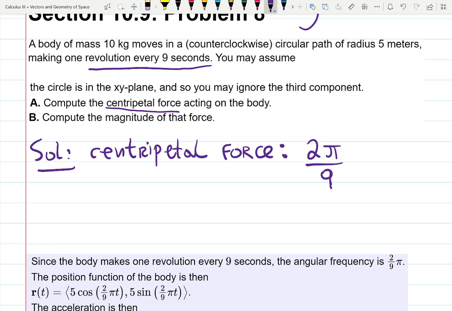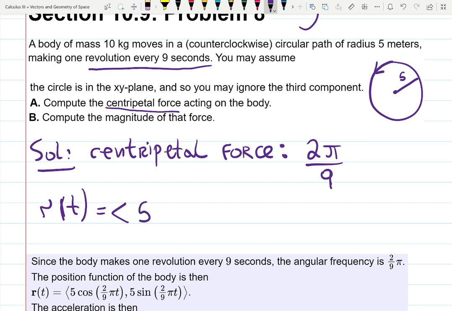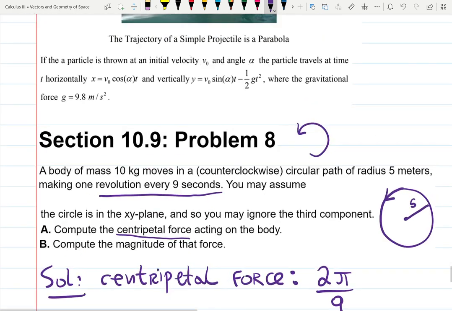Now, then r of t, that is what they want us to find. The centripetal force will be, the radius matters because if you're roller coasting on a big circle, it's not the same as on a small. So 5 matters, direction matters. 5 is the radius. Remember, the first coordinate is always cosine. 2 pi over 9, that is my force.